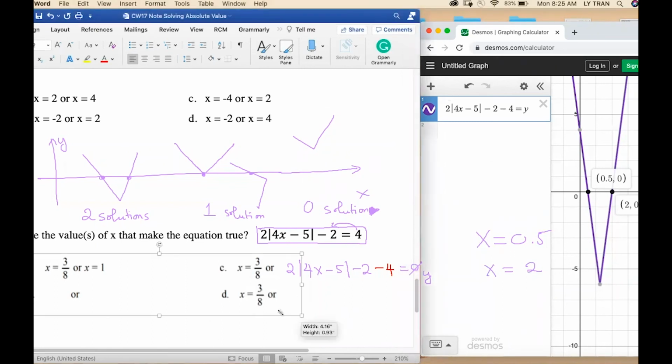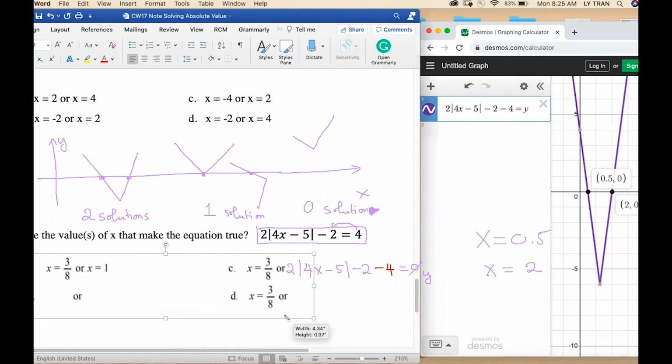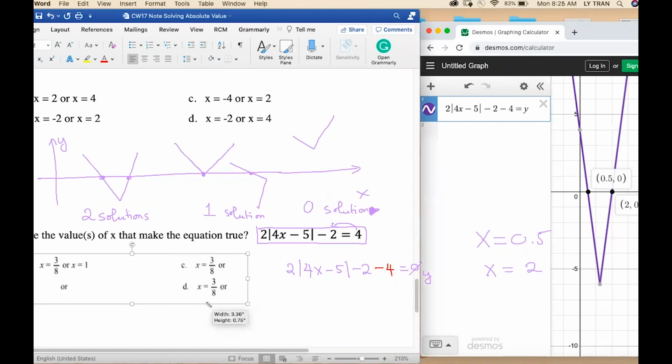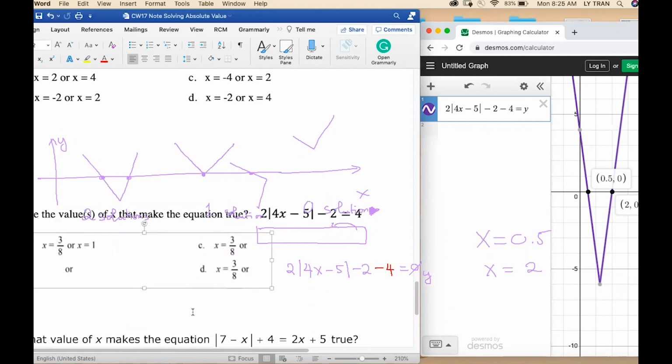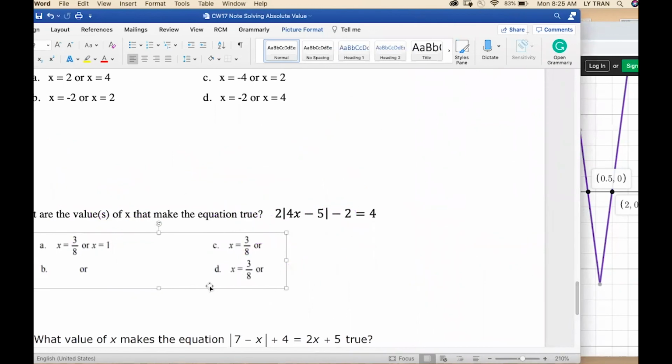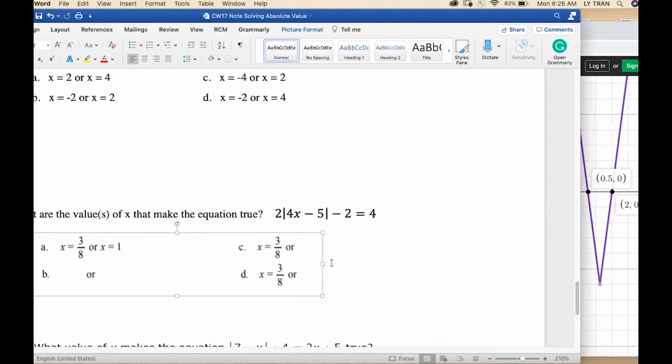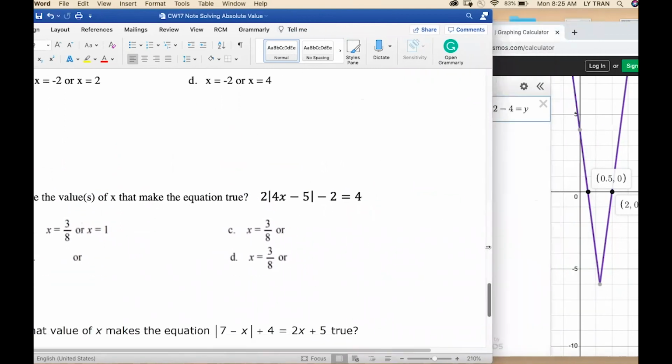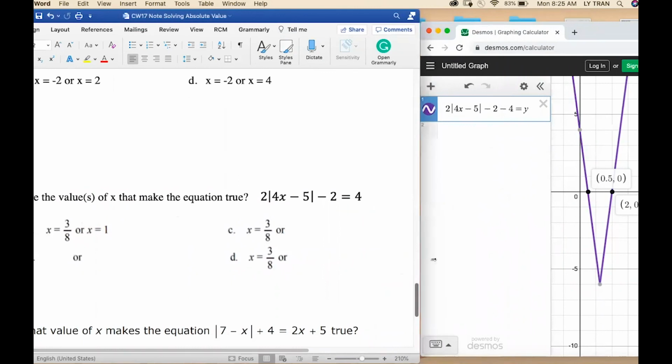Here we go. Somehow the picture doesn't show up, which is so weird. I'm not sure what happened, but we know the answers are 0.5 and 2. So I'm just gonna put here x equals 0.5 or 1/2, or x equals 2. Okay, so I'm just gonna put that as an answer. I'm not sure why it disappeared.